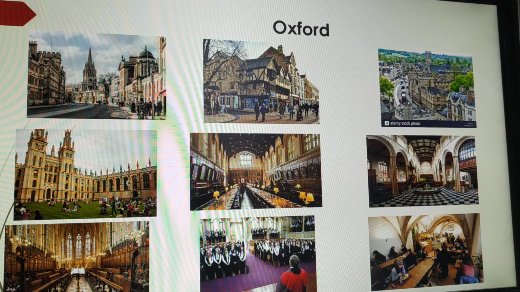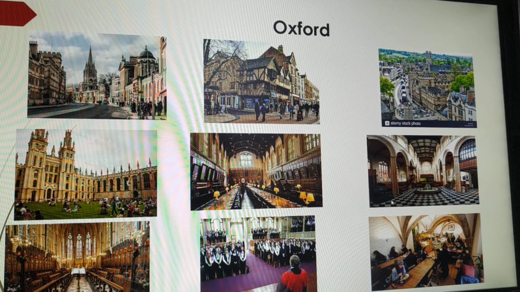Next, it's Oxford. Here are some pictures of Oxford. By the way, you have to remember that Oxford is not just a university, but also a city. Here you can see some pictures of the city and of the university. Oxford is a university city in Oxfordshire. Its population is about 155,000 people. The city is home to the famous Oxford University.